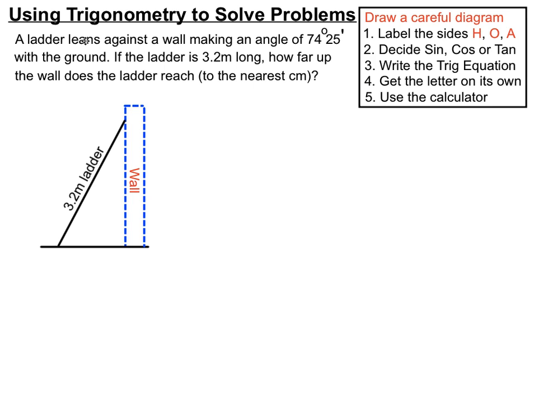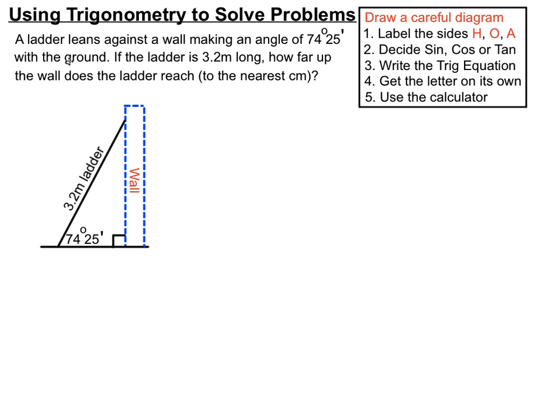If we read the question carefully, it says a ladder leans against the wall, making an angle of 74 degrees 25 minutes with the ground. Can you see the angle that the ladder makes with the ground down there? So that's where we're going to put that angle size there. And we'll assume for the purposes of this question that it's not the Leaning Tower of Pisa wall, it's actually a vertical wall. Most walls we can count on as being vertical, I hope.